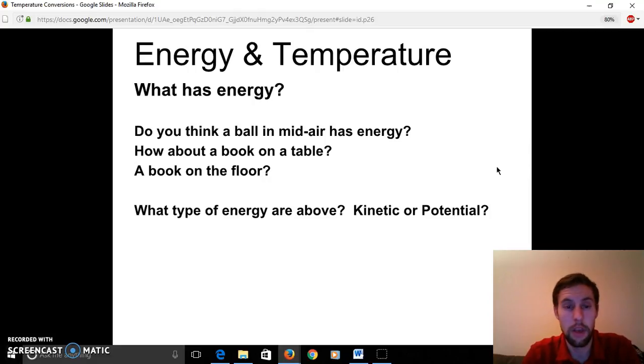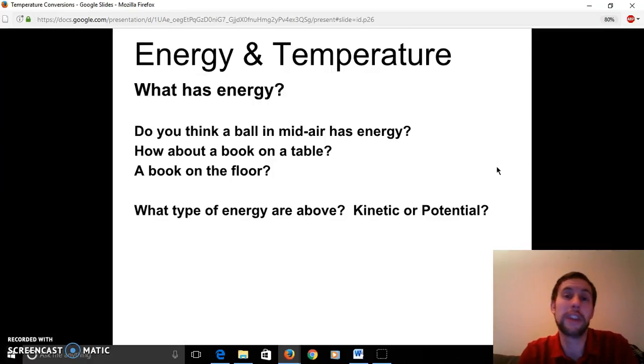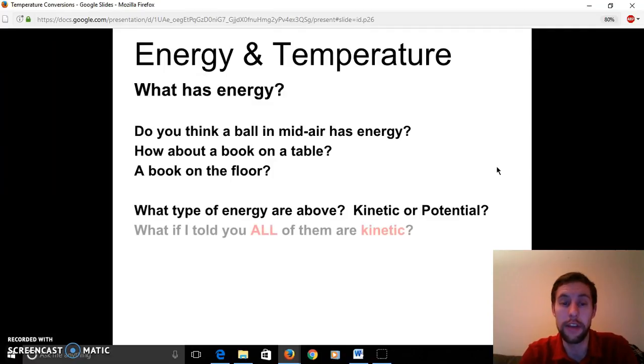That's good. A book on the floor, a lot of you may have said no, it doesn't have any energy. However, if I were to say, alright, everybody freeze, and you freeze in some really weird pose, and ask you, do you still have energy? Your answer better be yes, even if you feel tired. You've got energy inside of you. Chemicals burning, making energy. You've always got atoms moving all the time.